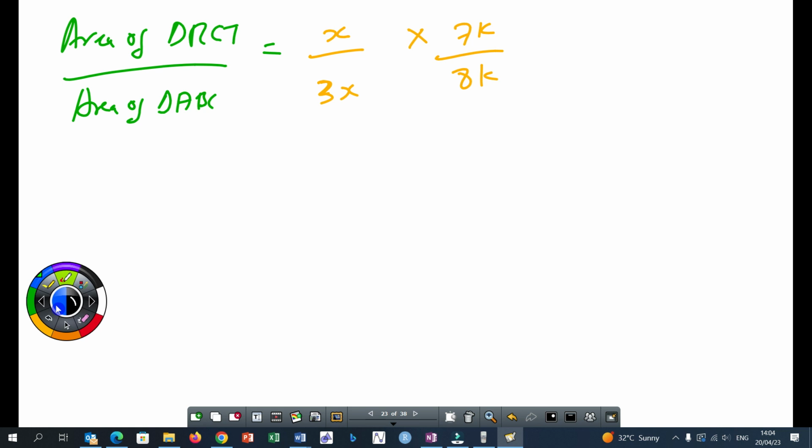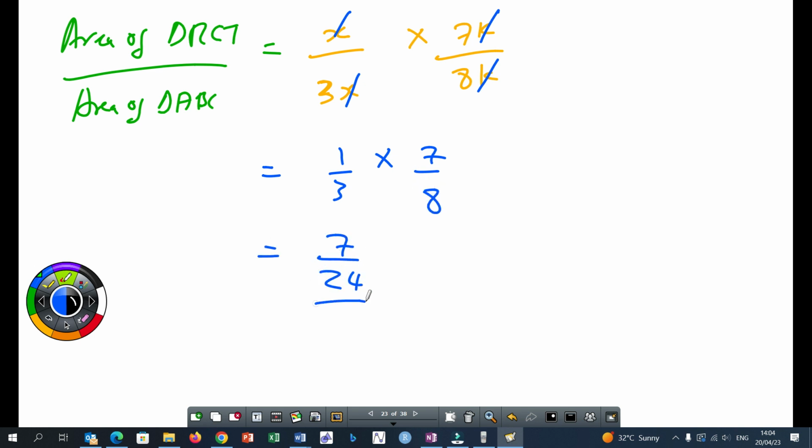So, I'm almost done now. The x and that x cancel, the k and the k cancel. So you end up having 1 over 3 times 7 over 8, and the answer will be 7 over 24.